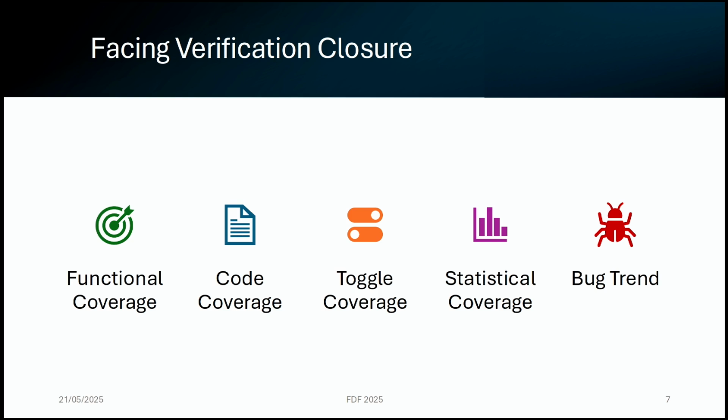And the last bit is bug trend. So to be sure that you are close to completing verification, you want to see that bug trend, that is basically the number of bugs coming from the design over time, going down. And if it approaches 0, it means, hey, maybe I'm almost completed. And so verification closure is a bit of a balance between coverage and bug trend.